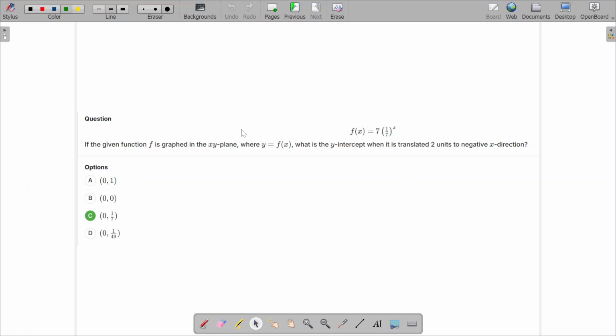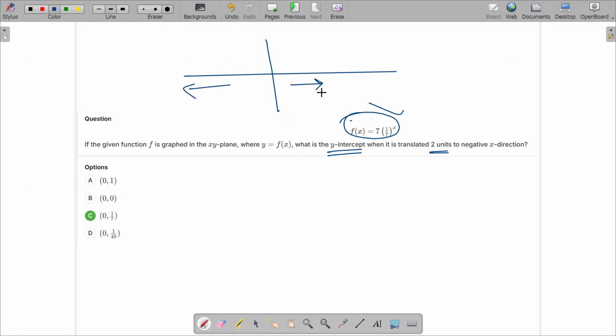Yes, let's do it. So here what you have to do, simply they are asking you to find the y-intercept of this function when it is translated 2 units in the negative x direction. Always remember, this is the negative x direction, right? So whenever we are translating our graph to the left, we always add. For example, here we'll find f of x plus 2.